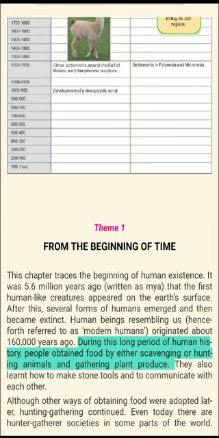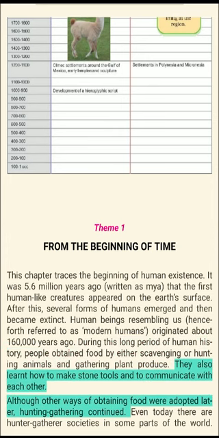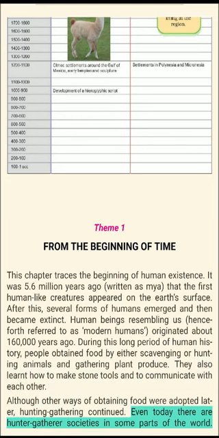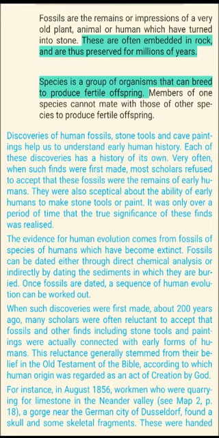During this long period of human history, people obtained food by either scavenging or hunting animals and gathering plant produce. They also learned how to make stone tools and to communicate with each other. Although other ways of obtaining food were adopted later, hunting-gathering continued. Even today there are hunter-gatherer societies in some parts of the world. This makes us wonder whether the lifestyles of present-day hunter-gatherers can tell us anything about the past.